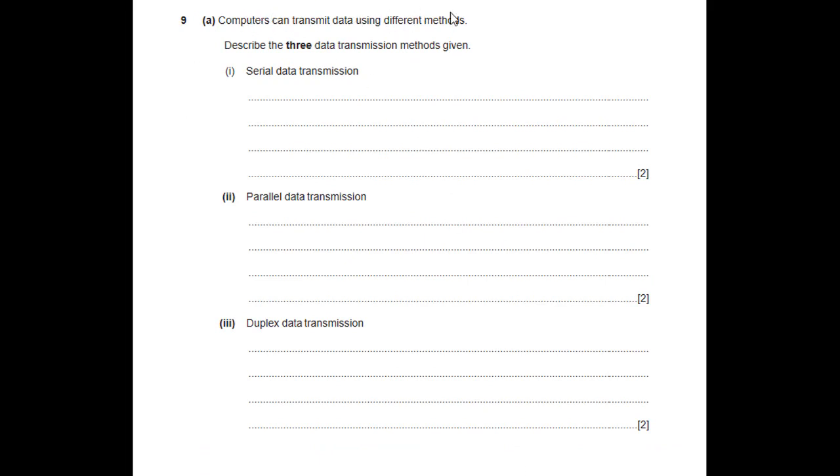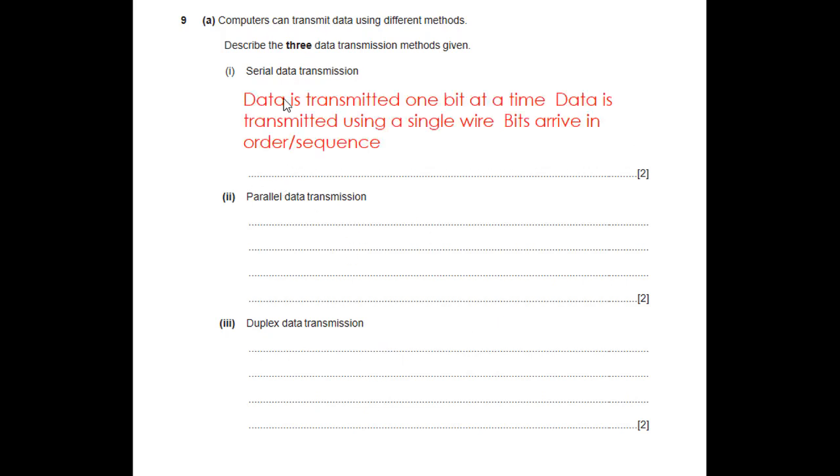So computers can transmit data using different methods. So there's serial, parallel, and duplex. Remember that serial is where it's one bit at a time and down a single wire, and the bits arrive in order. So you're sending them one at a time, so they arrive 0, 1, 0, 1.